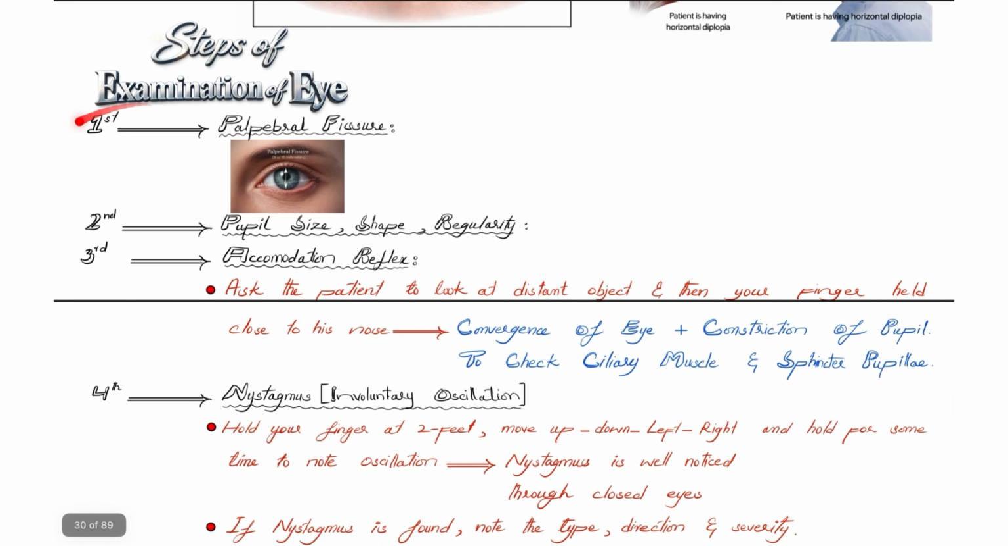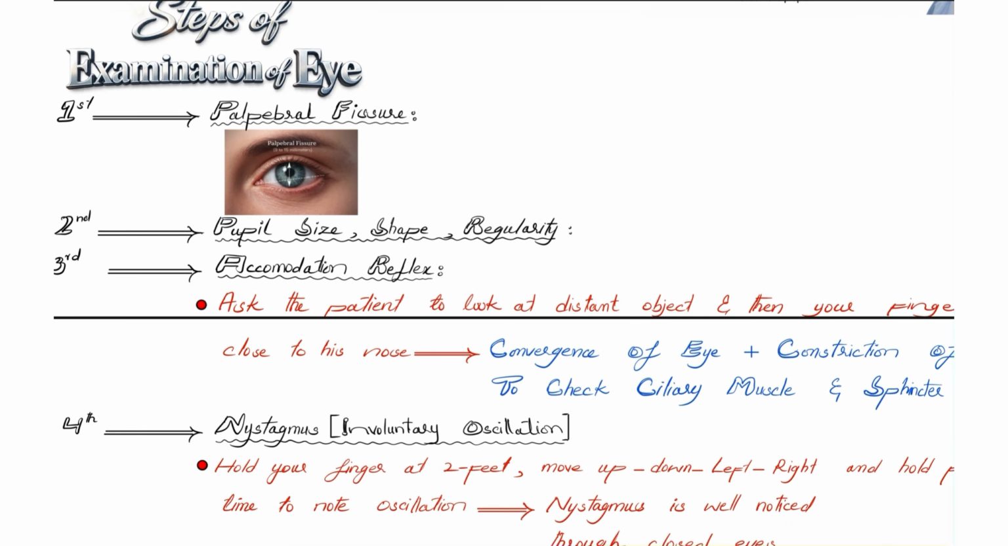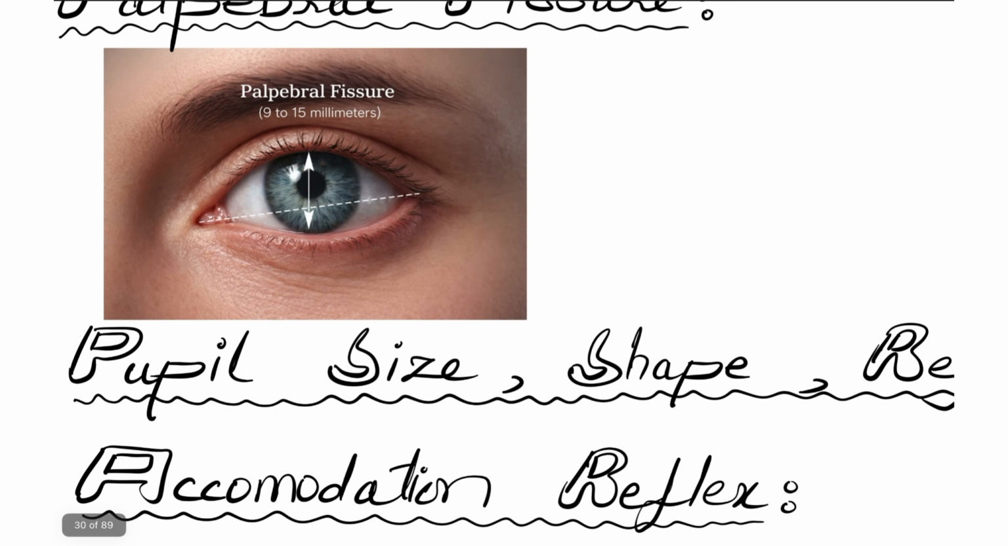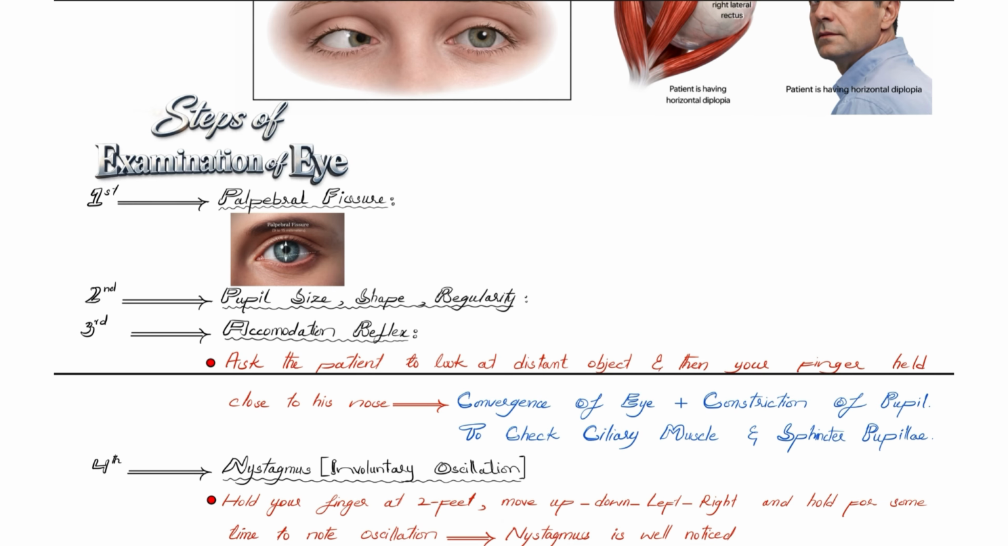Now let's jump to the steps of examination of the eye. We had a brief and precise basic knowledge of the three cranial nerves. Now how you have to perform the eye examination: testing the integrity of functions of the trochlear nerve, oculomotor nerve, and abducent nerve. The first thing that you have to do is measure the palpebral fissure, which is the distance between the upper and lower eyelids, and normally it is between 9 to 15 millimeters. It is used to rule out ptosis.